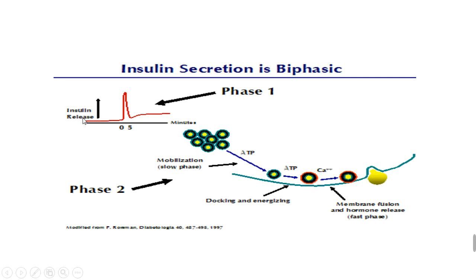This figure demonstrates the beginning of insulin release and phase 1, in which insulin reaches its peak level within 3 to 5 minutes. This is called the phase 1 release.